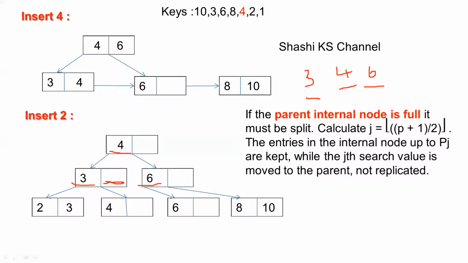Okay, if it was a leaf node, I would have had 4 in the leaf node as well as in the parent node. But here we are splitting the parent node. When we split the parent node, we need not have one copy of 4 in the internal node also. One copy is enough, no need to replicate it. So 4 is there only in the parent node. So this is how we split the parent node.